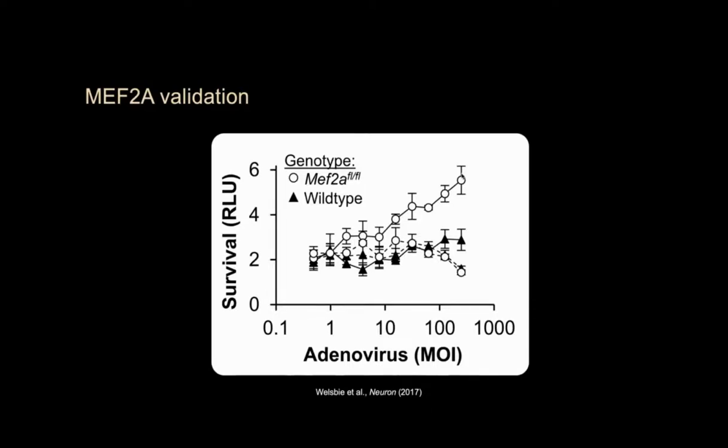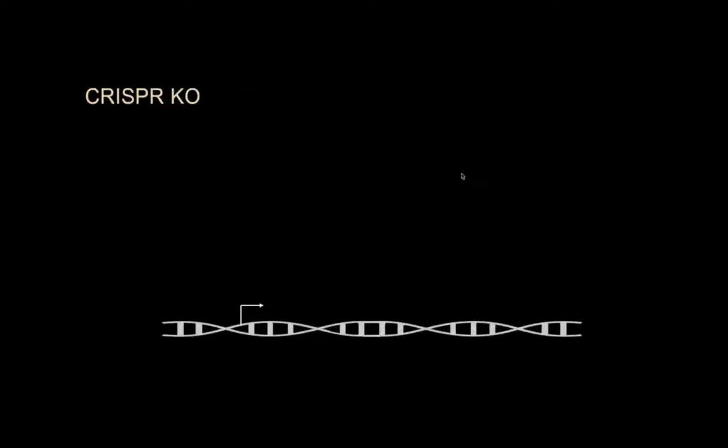But that was a lot of work. And you know, we have this great high throughput system, but this is as low throughput as it gets. So we needed something different. And that's why we turned to CRISPR screening.